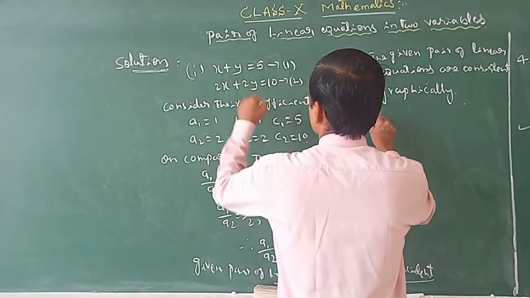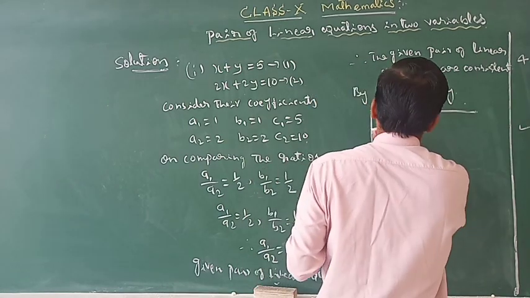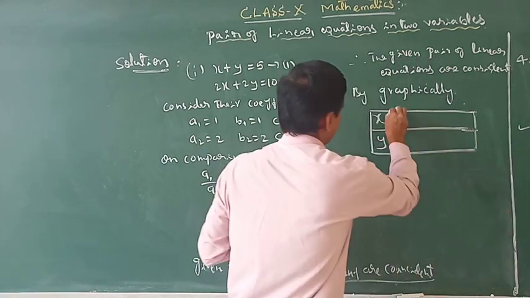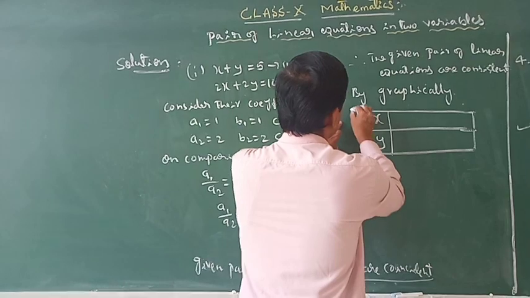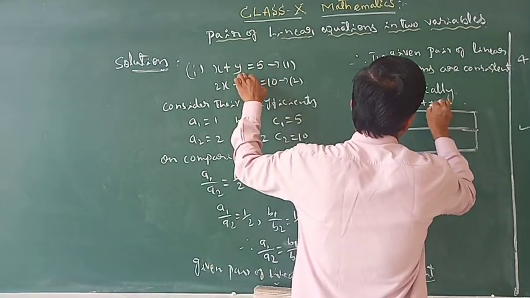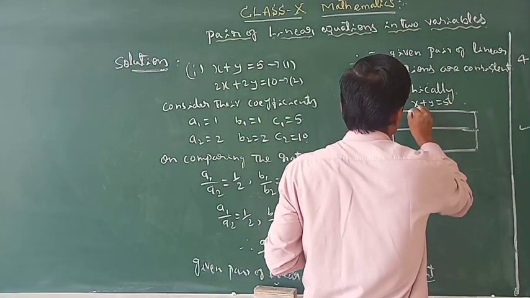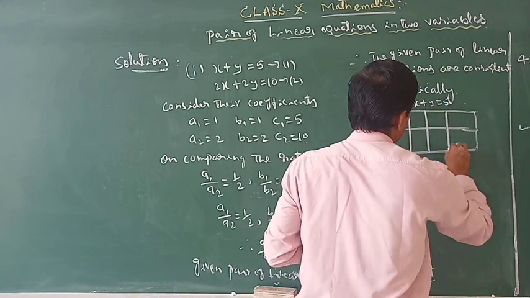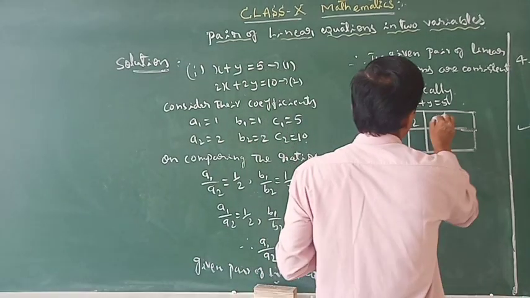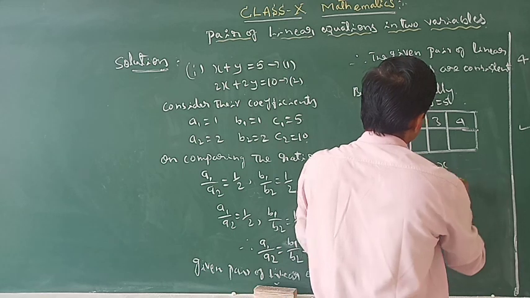Consider the first equation. Substitute the value of one variable, it gives the other one. So for x plus y is equal to 5, you know that in our previous class I showed this. Consider any whole numbers or integers, 1, 2, 3, 4. Take the smallest numbers.